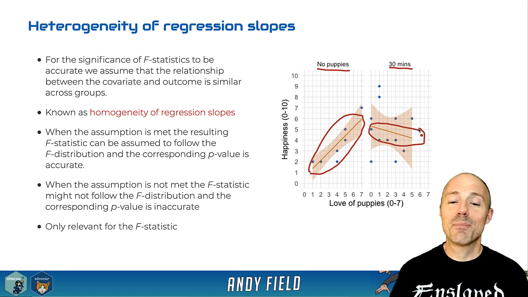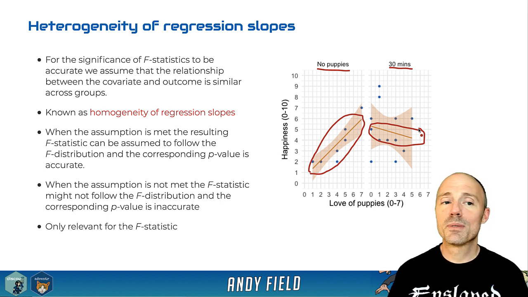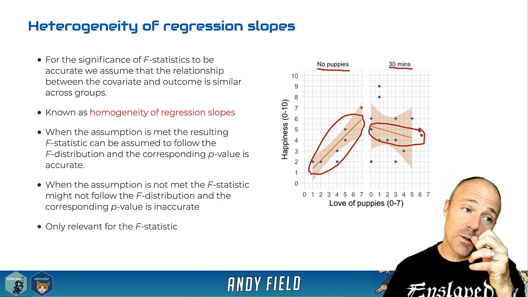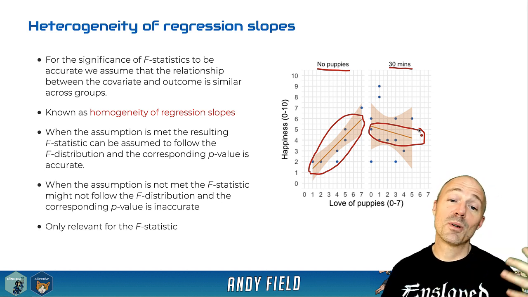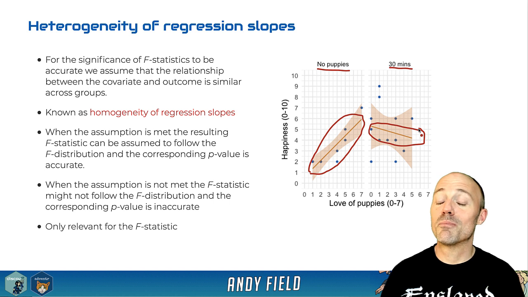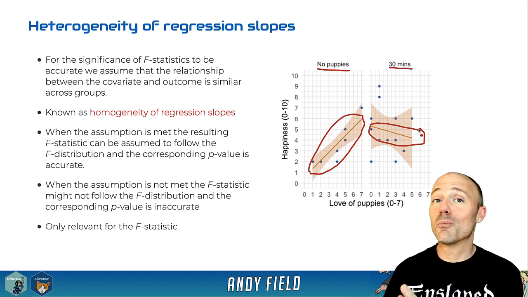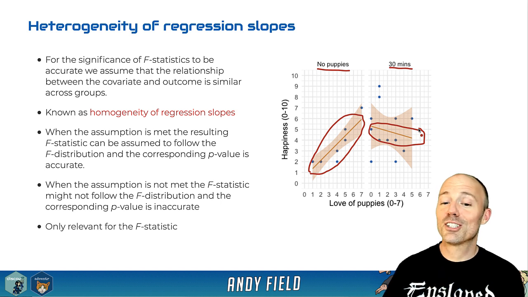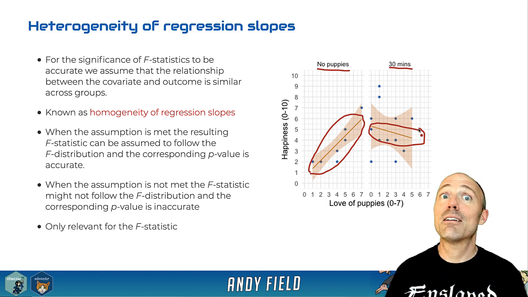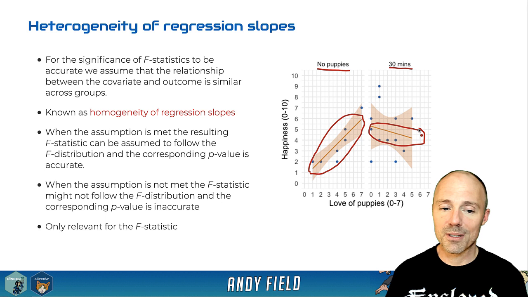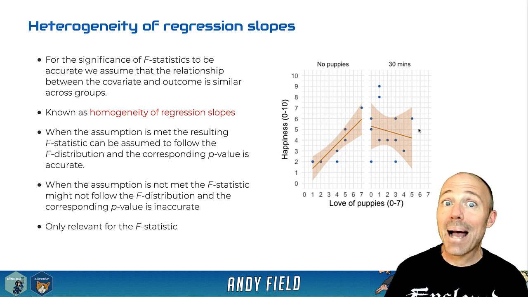Basically, the relationship between the covariate and the outcome is different across different groups. For these data, we've got homogeneity of regression slopes between the no puppy group and the 15-minute group, but not between those two groups and the 30-minute group. In the 30-minute group, the relationship between love of puppies and happiness is different to the other two groups, which is bad.